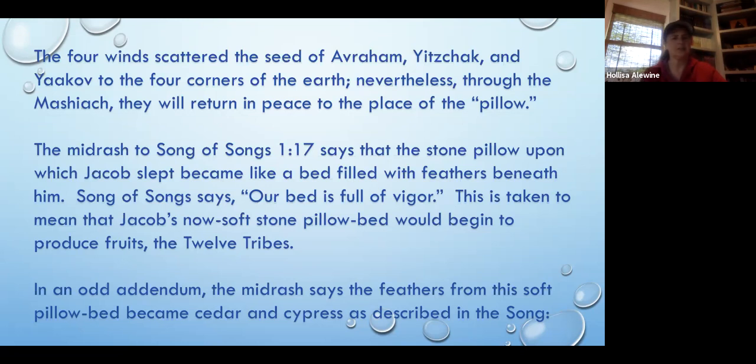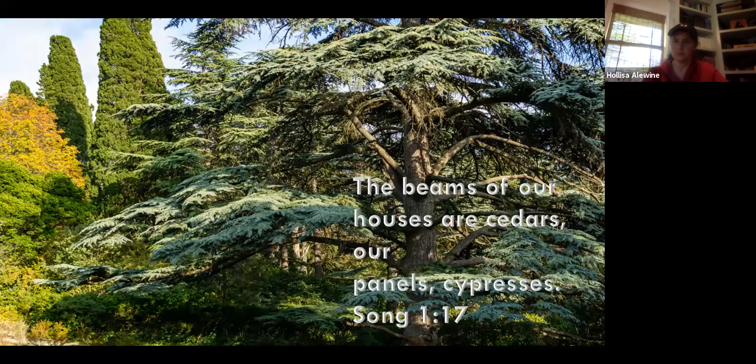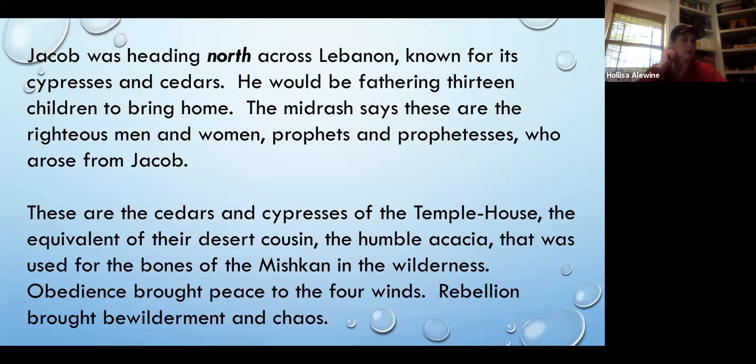And then there was an odd little thing thrown in there. In that Midrash, it says the feathers from this soft pillow bed became cedar and cypress, as described in the song that we read last week. The beams of our houses are cedars, our panels, cypresses. So Jacob is, at that point, heading north across Lebanon, which is known for its cypresses and cedars. He would be fathering 13 children to bring home to the place of the pillow, to the place where the little feather nest is, to the place of the anointing, to the place of Mashiach.